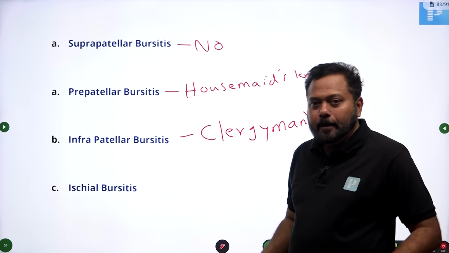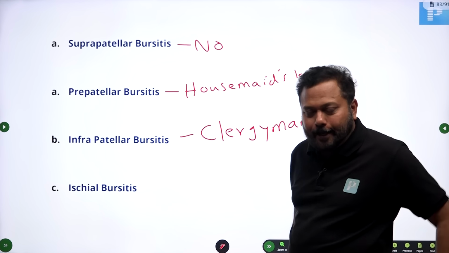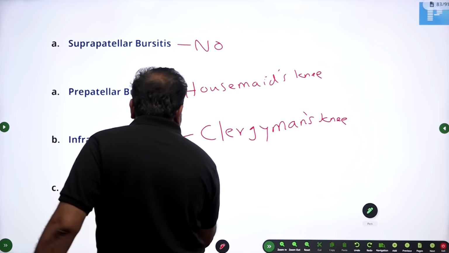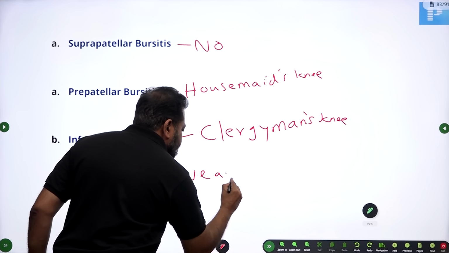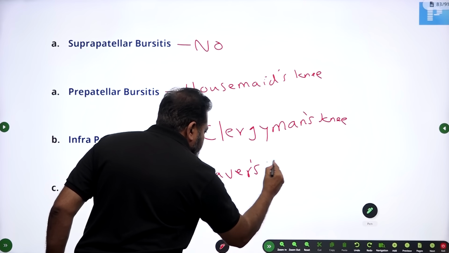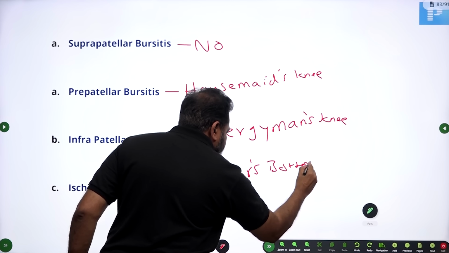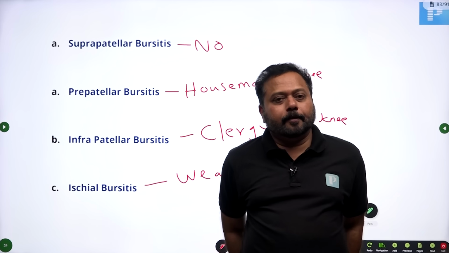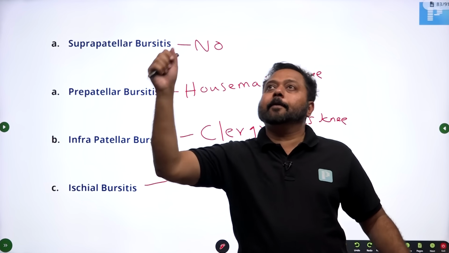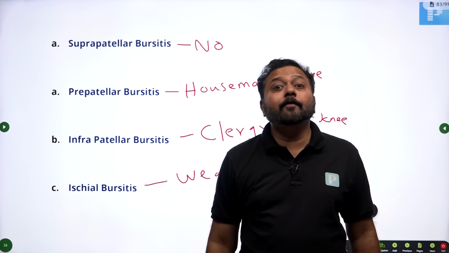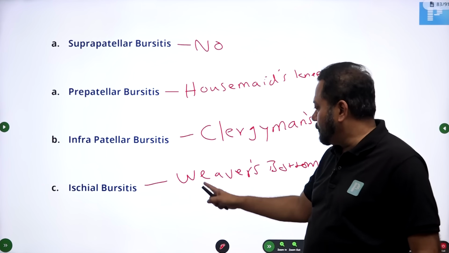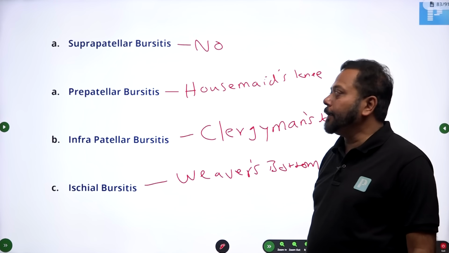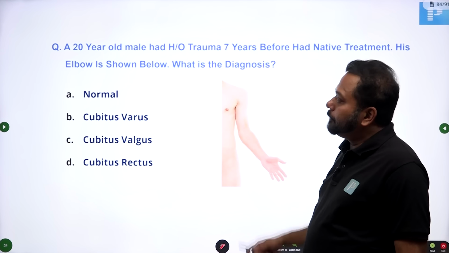Ischial bursitis. The ischium is here in the hip. Ischial bursitis is called weaver's bottom. Handloom weavers used to sit on a wooden plank for a very long time. They will weave a sari. So it's called weaver's bottom. Ischial bursitis is called weaver's bottom. Good. We'll move on to the next question.